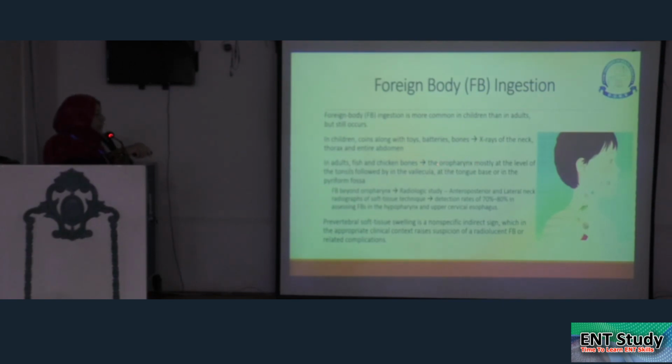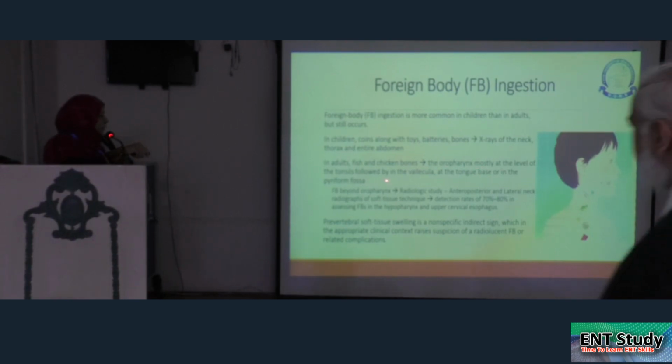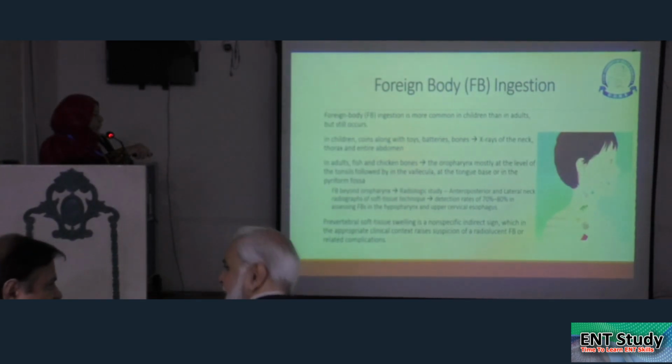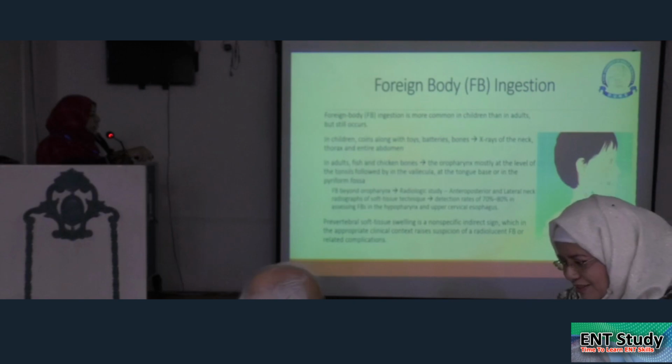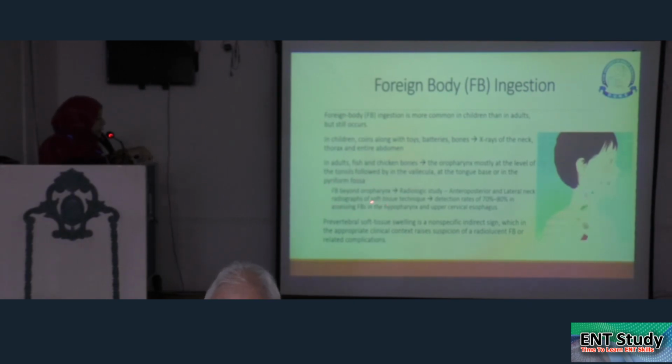They usually locate at the oropharynx at the level of the tonsil, followed by the valleculae, tongue base or the piriform fossa. A foreign body above the oropharynx is usually managed by indirect endoscopy, but beyond the oropharynx they are localized by radiological study, the AP and lateral view of the neck, in which they can assess the foreign body in the hypopharynx or upper cervical esophagus in up to 70 to 80% of the cases.